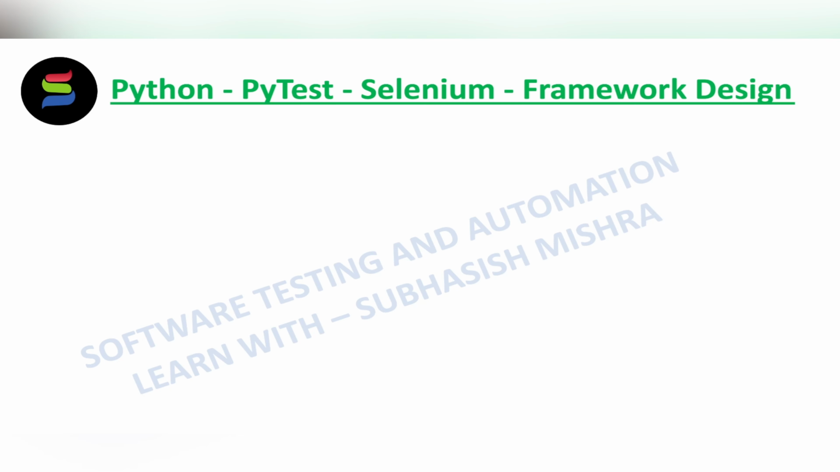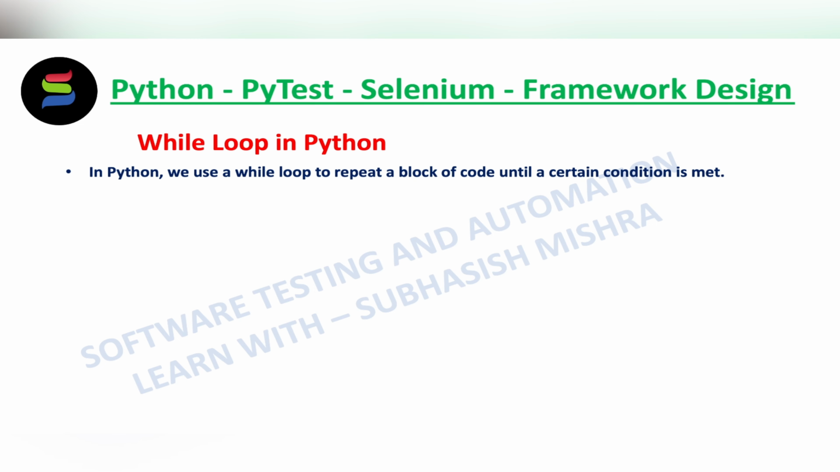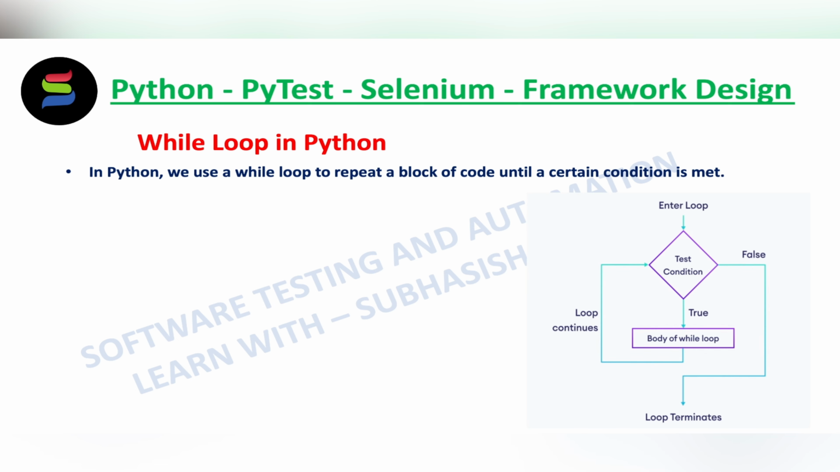Hello everyone, in this lecture we will learn about while loop in Python. In our previous lecture we learnt about for loop. When we need to repeat a block of code a fixed number of times, we use a for loop. When we use a while loop, we repeat a block of code until a certain condition is met. Once the condition becomes false, the first line after the loop gets executed.